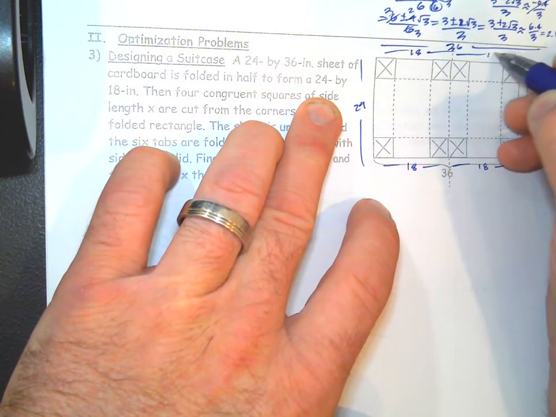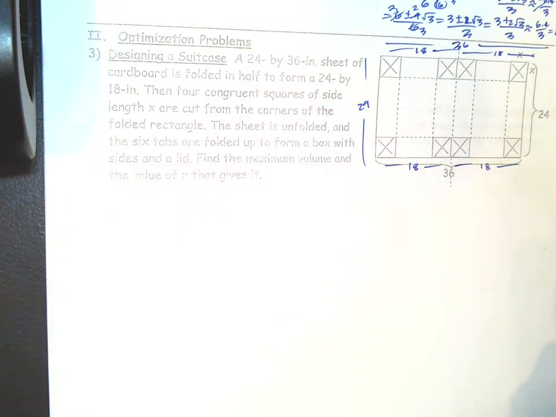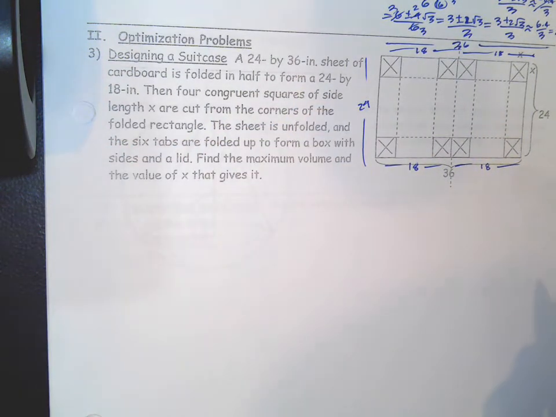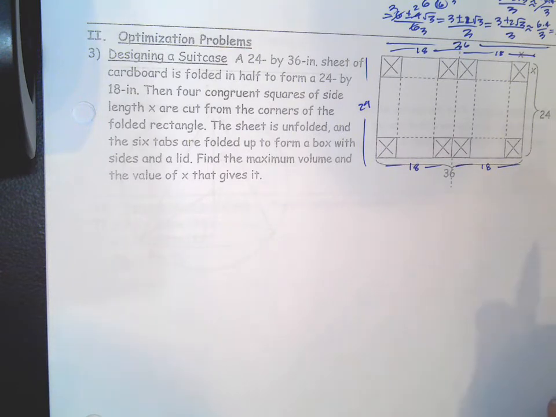So one part's going to be the lid, one part's going to be the base. Then 4 congruent squares of side length x are cut from the corners of the folded rectangle. The sheet is unfolded. The 6 tabs are folded up to form a box with the sides and lid. Find the maximum volume and the value of x that gives the maximum volume.